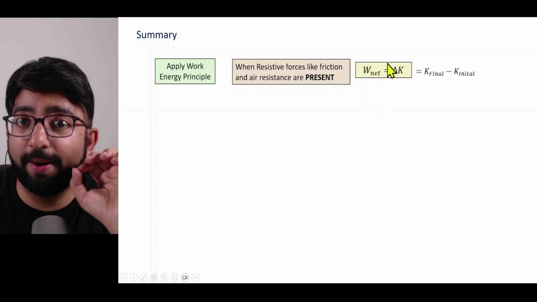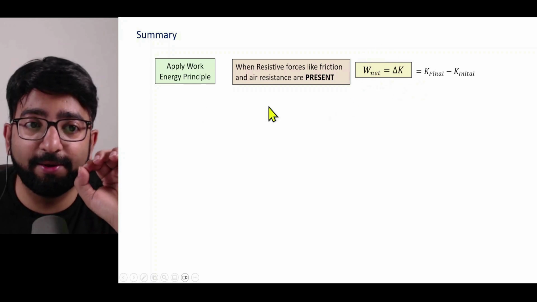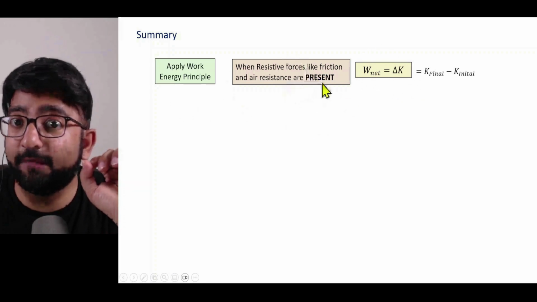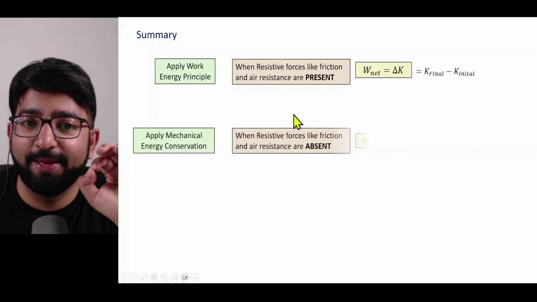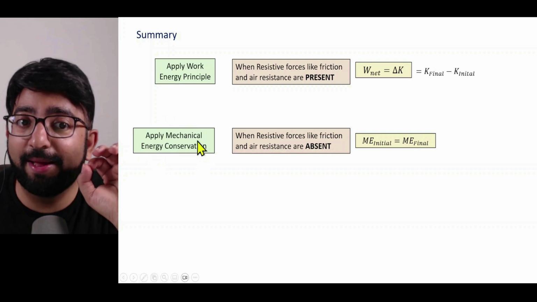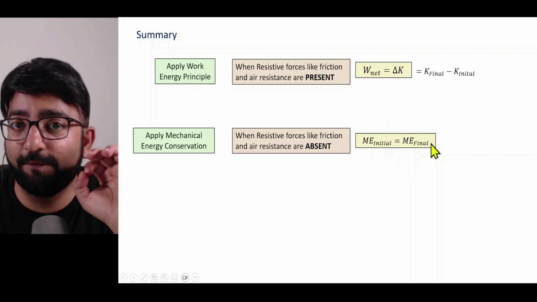The total work done by all the forces acting on the object should be equal to the change in kinetic energy. On the other hand, when resistive forces are absent, so non-conservative forces are absent, in that case, we will apply the mechanical energy conservation, which is simple. Initial energy needs to be equal to the final energy.